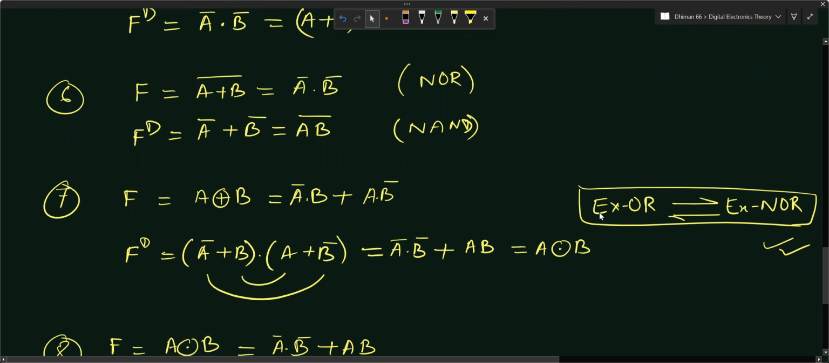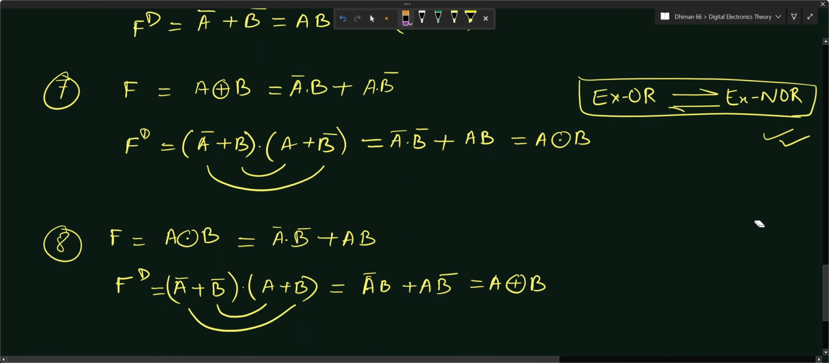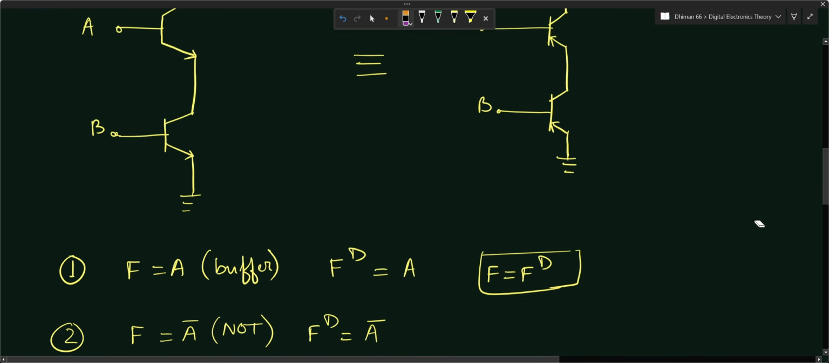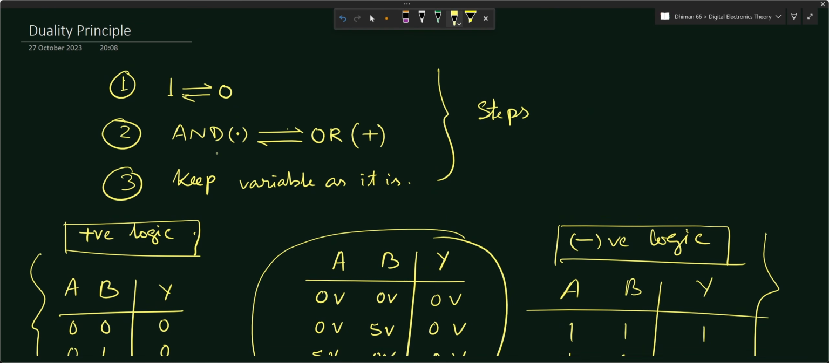Next we have the XOR operation for two variables. Here I am mentioning that it is applicable for two variables. XOR operation and XNOR operation are dual to one another. This is the 7th case, and the 8th case is the vice versa. The XNOR operation and XOR operation can be replaced with one another. So why have I derived these 8 different cases? Because you can see here the AND operators are replaced with OR operators. This is only given in the steps, but we have also derived 8 different cases and we have understood the duality principle. I hope you benefited from this video.